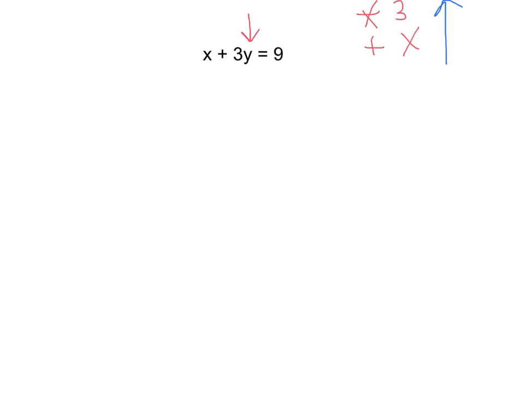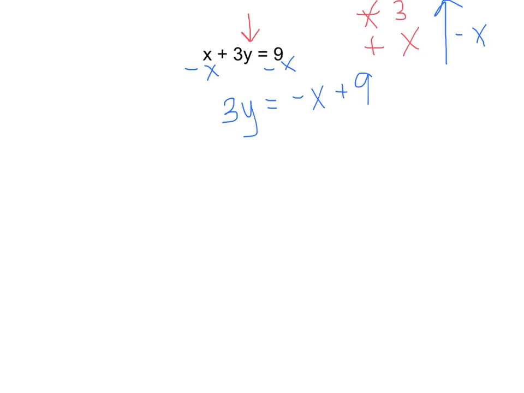We work from the outermost part of the equation to the innermost. So the first thing we need to do is do the inverse operation of adding x, which is subtracting x. So I'm going to subtract x from both sides. I'm left with, on the left-hand side, 3y equals negative x plus 9. 9 and negative x aren't like terms, so I can't simplify them any further.